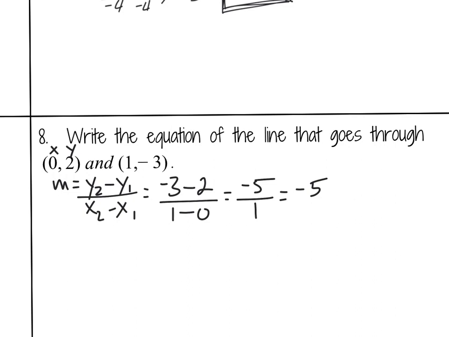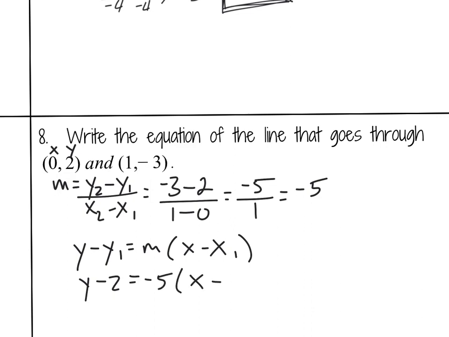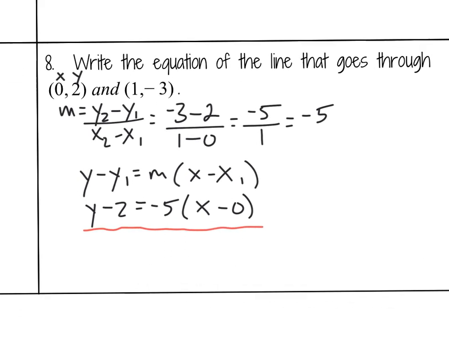And my first answer could be in the form of point slope form. y minus y sub 1 equals m times the quantity x minus x sub 1. M we have, that's the slope we just found. And I'm going to choose the ordered pair 0 and 2. And so we'd have y minus 2 equals negative 5 times x minus 0. And this, by the way, is an acceptable answer. That is an equation that I would accept.